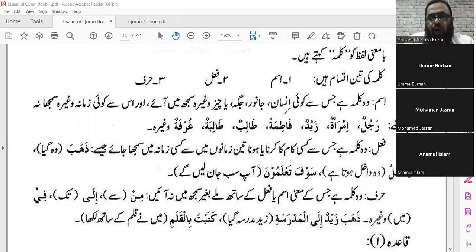Number 3, when we come to harf, like ala is harf, min is harf, ba is harf, lam is harf. Like we can say Dhahaba Zaydun ilal madrasati. Just going to underline it. Now ila is harf. Like katabtu bil qalami. Ba is harf.